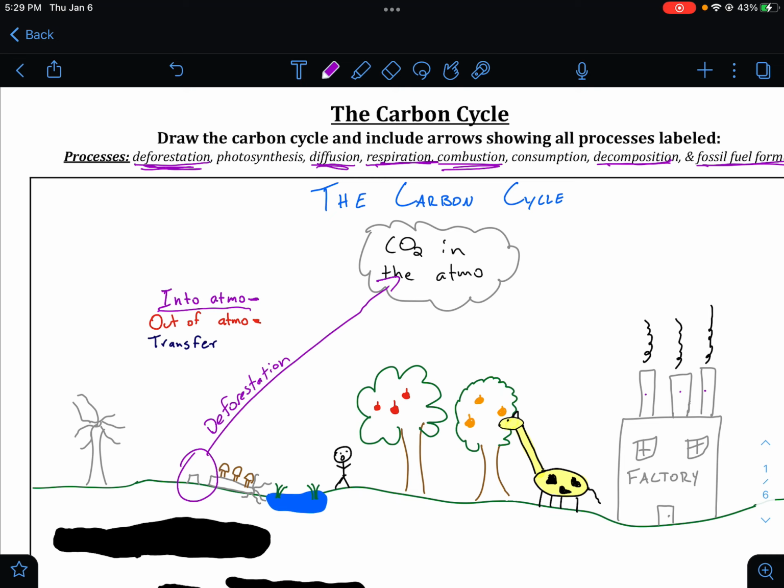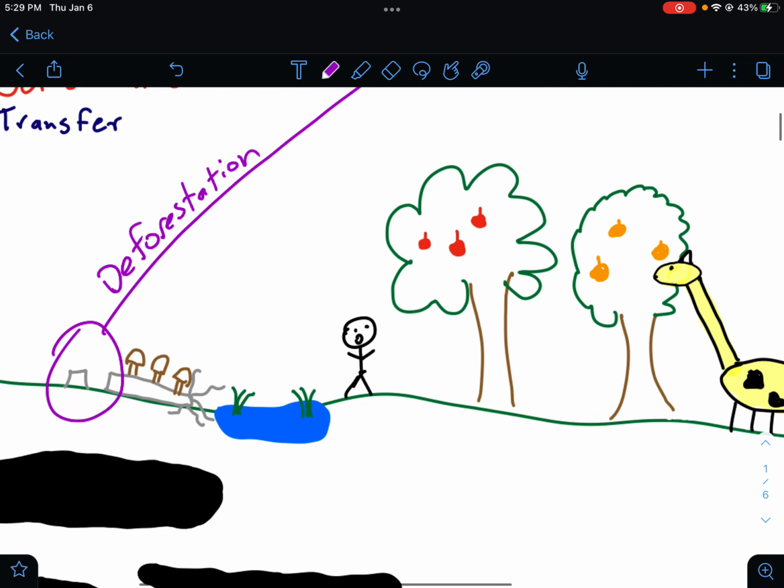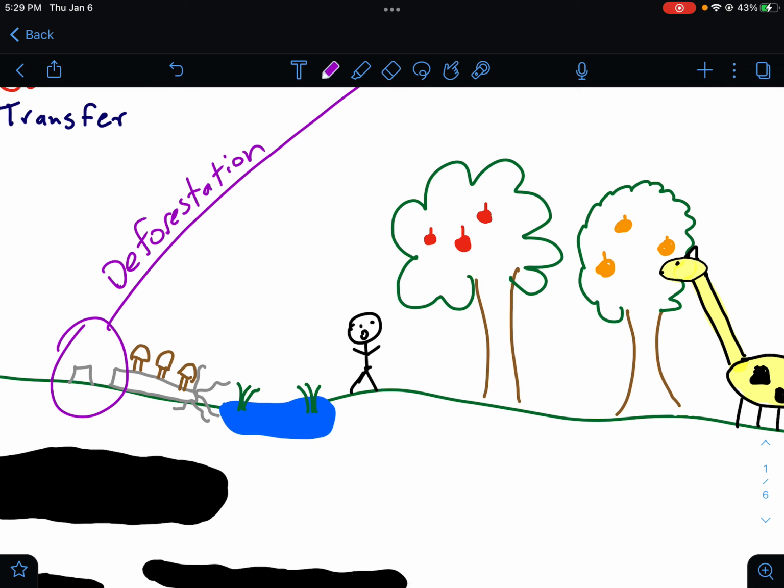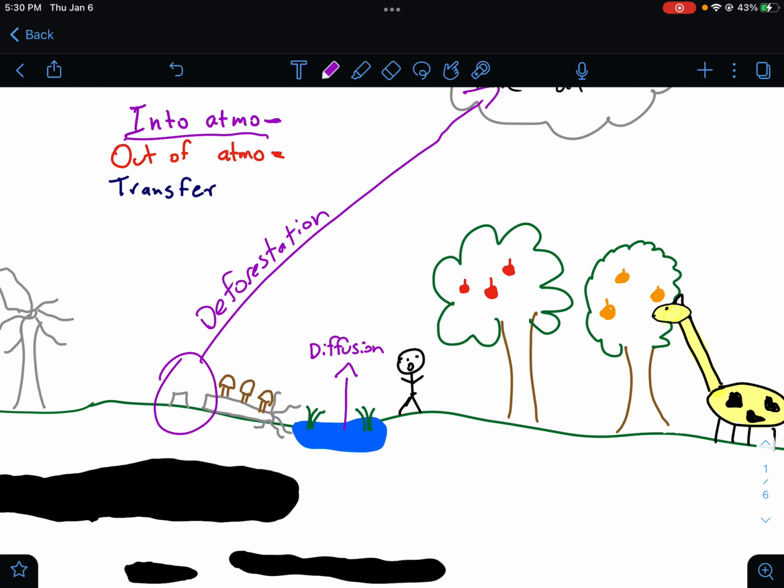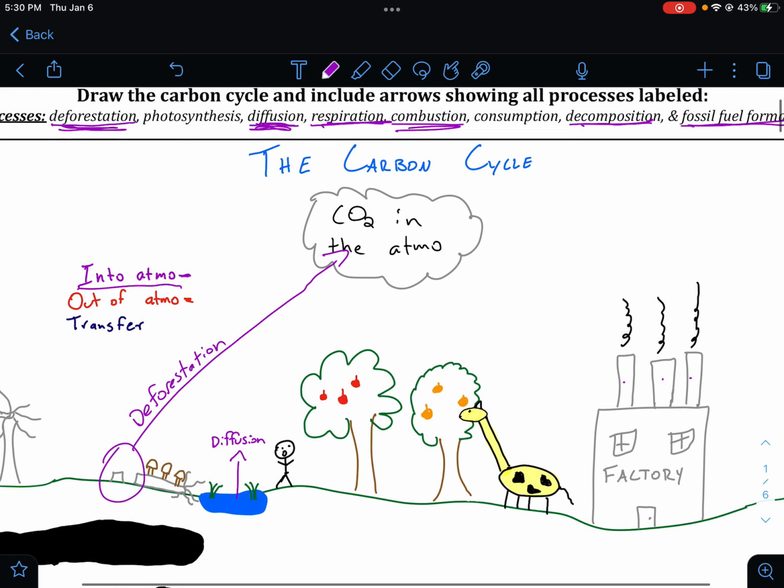Okay, next is diffusion. Remember, diffusion's talking about water. So we can zoom in on our little water right here. Diffusion is going from high concentrations in the water to the atmosphere. So you can draw an arrow from the hydrosphere into the atmosphere, and then we can write diffusion. So that's our second one, going into the atmosphere.